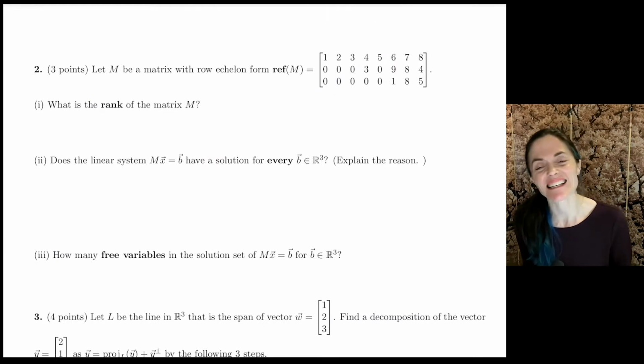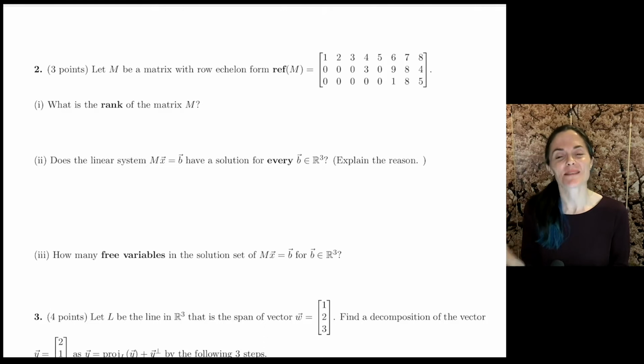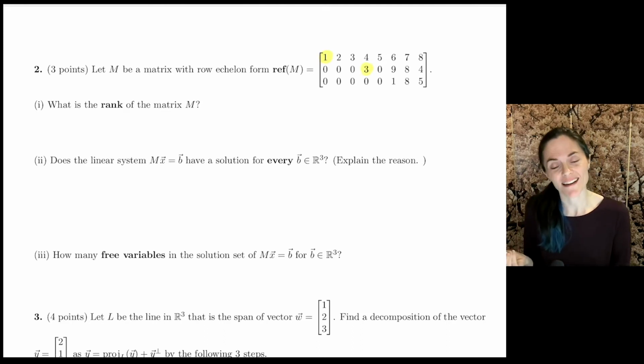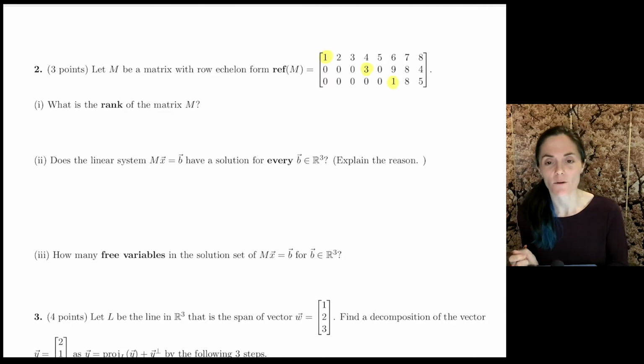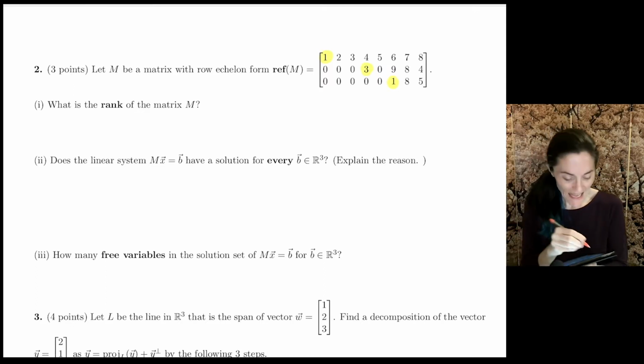The next question is kind of a short one. We are given the row echelon form of some matrix M. Note that this is not reduced row echelon form, but immediately we can see here is where we would have, say, a leading 1 in our reduced row echelon form, or you could call it a pivot position in the row echelon form. It's here, here, and here. Okay, there's 3 of them. And immediately we can write down the rank. The rank is 3.